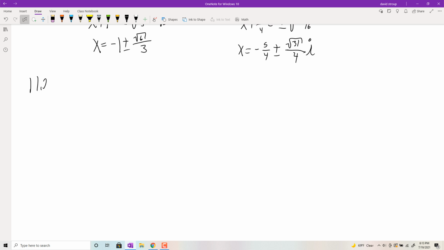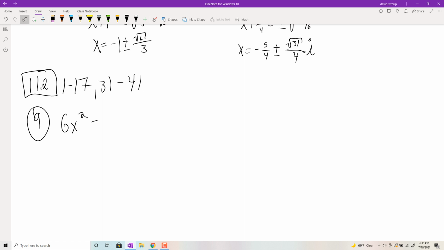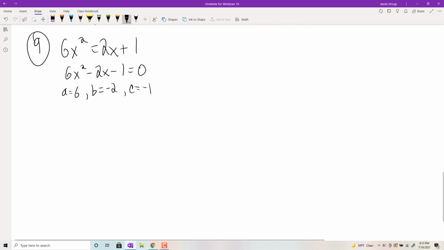11.2, we get the quadratic formula, which everybody needs to have memorized. Questions 1 to 17, and then 31 to 41. And usually odd problems. Let's look at number 9. So we got 6x squared equals 2x plus 1. Okay, so to work these, you need to get it set equal to 0. So 6x squared minus 2x minus 1 is 0. Then you can identify your a, b, and c. Okay. And then we just plug it into the quadratic.